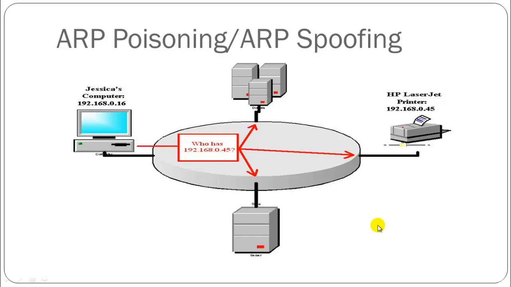So that means if you are poisoning the ARP, then spoofing is automatically happening in the background. As you can see, we have two computers. One is the original computer. This is the server through which it goes, and I am the attacker over here. And this is the HP LaserJet printer, and this is its IP address.